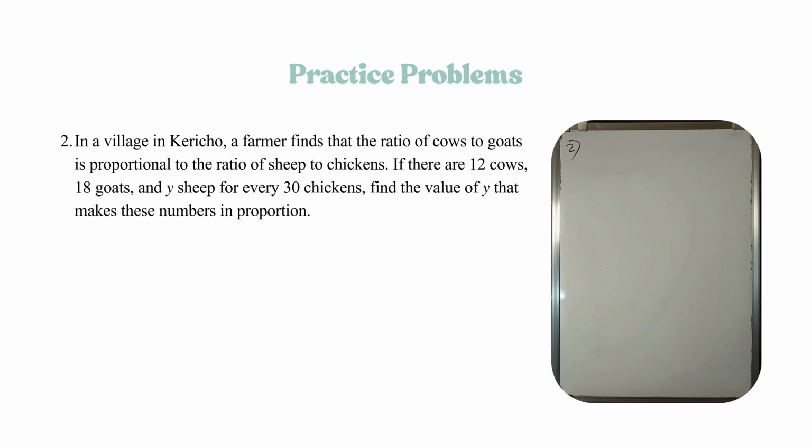In a village in Kericho, a farmer finds that the ratio of cows to goats is proportional to the ratio of sheep to chickens. If there are 12 cows, 18 goats, and Y sheep for every 30 chickens, find the value of Y that makes these numbers in proportion.